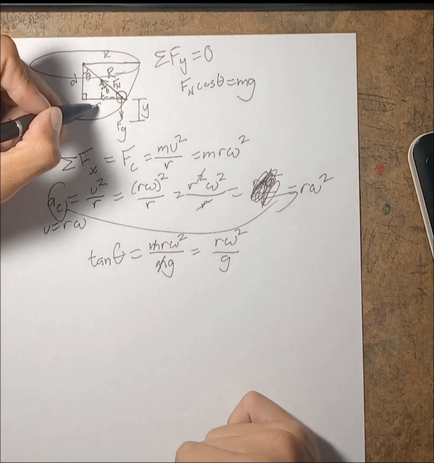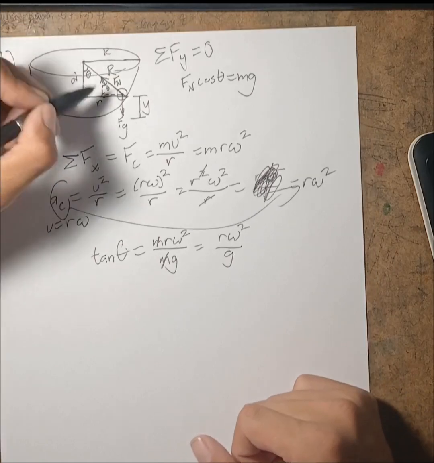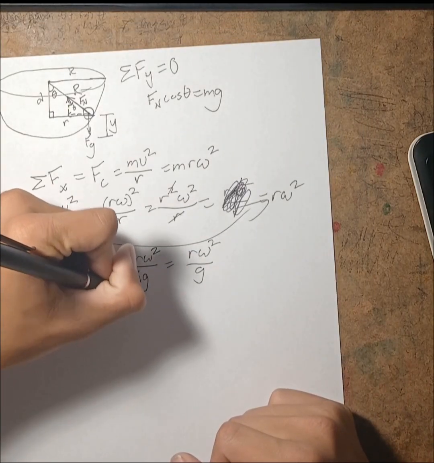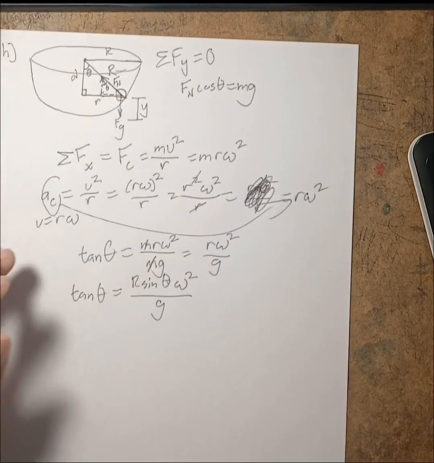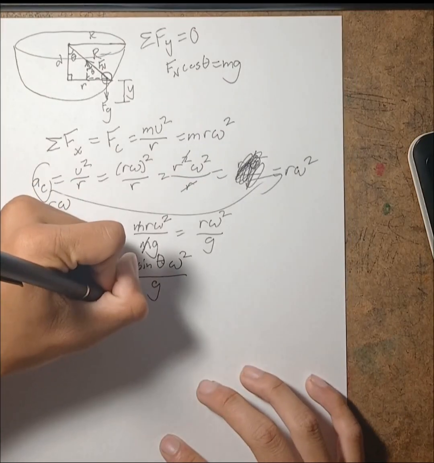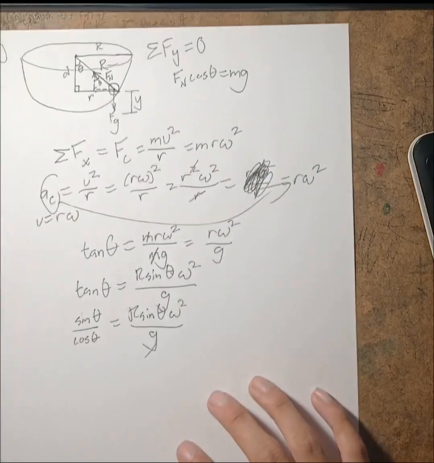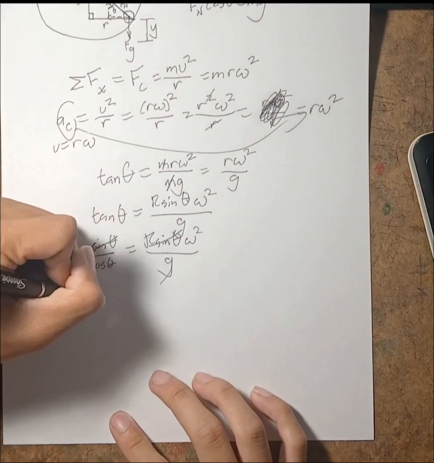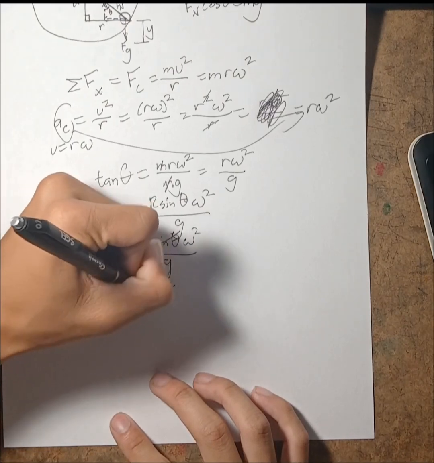Now, what is r? Little r specifically. Little r is big R sine theta, because it's opposite of the angle. And so we can make that substitution: big R sine theta times omega squared over g. Tangent can be rewritten as sine over cosine. Doing this because we want our answer in terms of big R. The sines cancel, and so we get 1 over cosine theta equals big R omega squared over g.